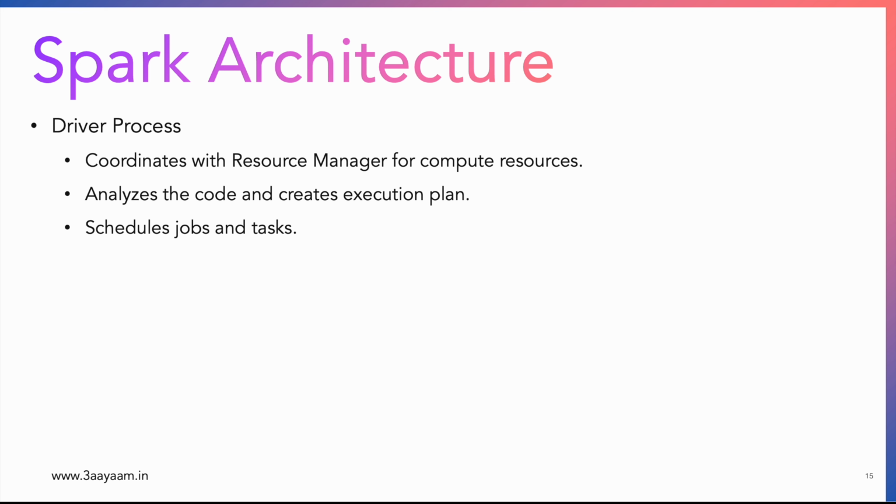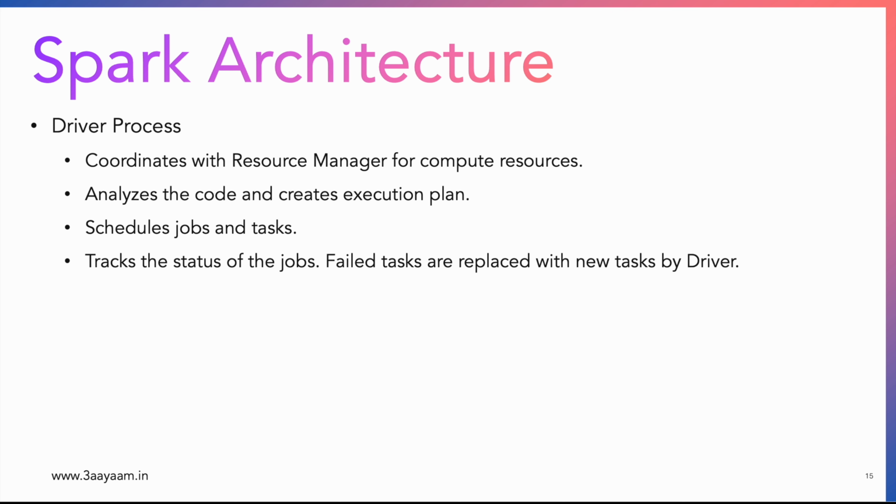Then it also schedules jobs and tasks. Now jobs and tasks are Spark terminologies. We'll talk about jobs and tasks later on, but these are related to the executors. So essentially it will schedule the executors, saying that, okay, resource manager has given me the resources, let me go ahead and start the executor. Once the executor is started by the node manager in the container, the executors will always communicate with the driver process to track the status of the jobs, and if there are any failed tasks, those would be replaced by new tasks by Spark driver.